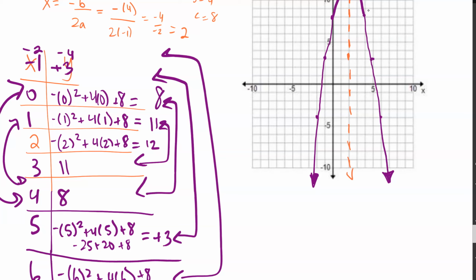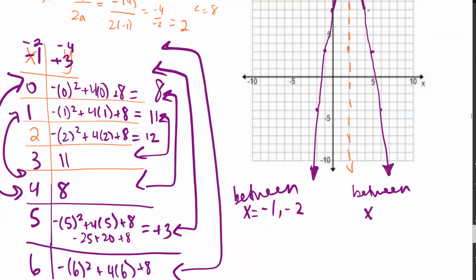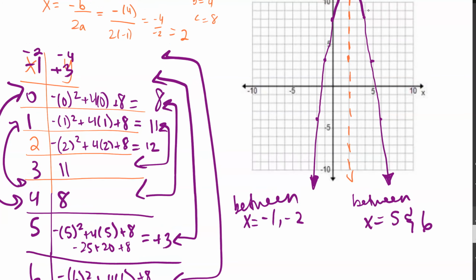Okay, so my solution, let's see, one solution is between negative 1 and negative 2. 11, 12, 11, 8. Wait, why'd you get so many points? Because I had to have enough so that I'd cross over the x-axis. Yeah, between x equals 5 and 6. So I have 2 solutions. One is between negative 1 and 2. The other is between 5 and 6.